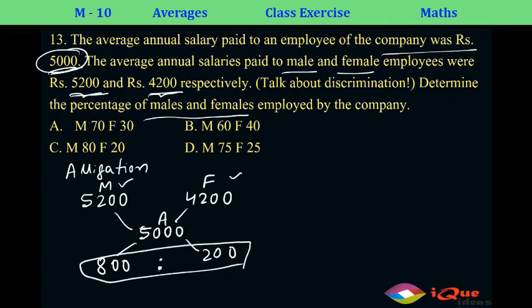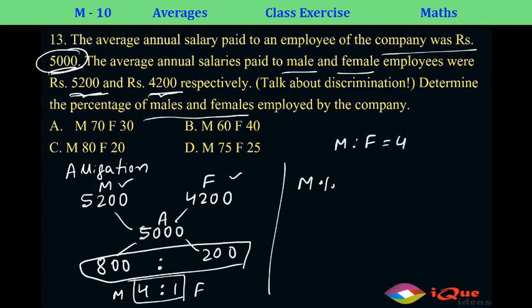So 800 to 200 is 4 is to 1. So the male to female ratio is 4 is to 1. Now what is the question asking? The percentage of males. So that means the male percentage. So we already have male to female equal to 4 is to 1.